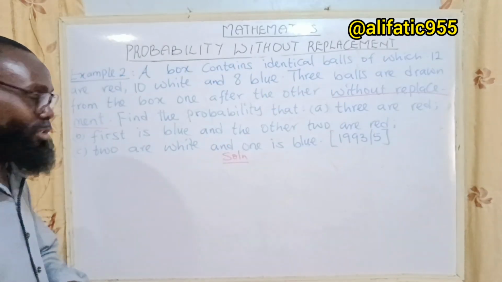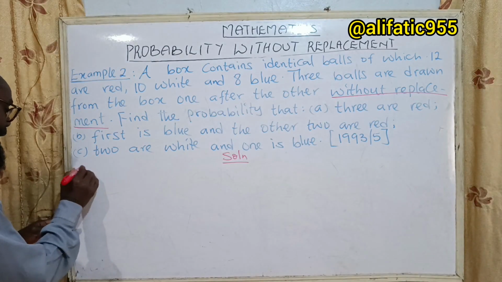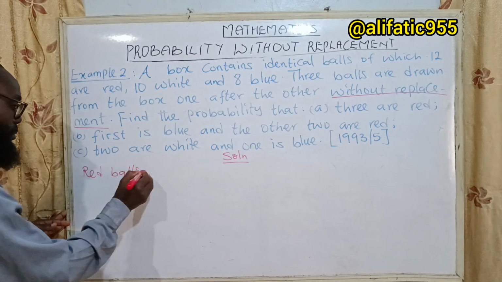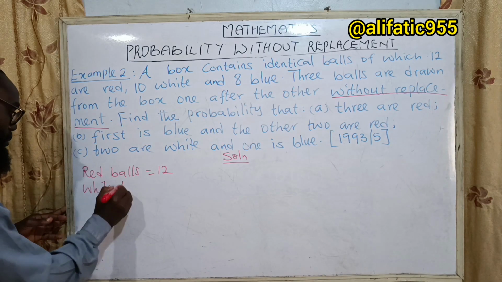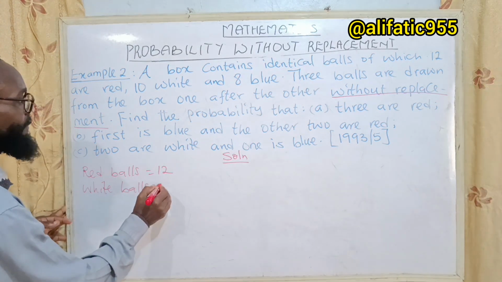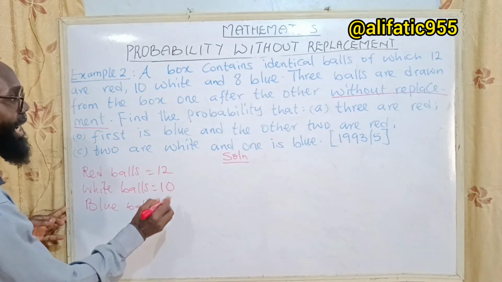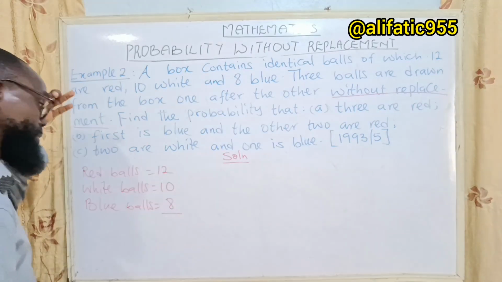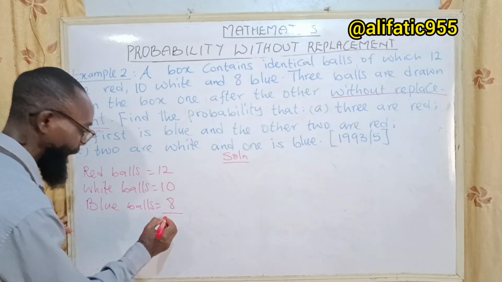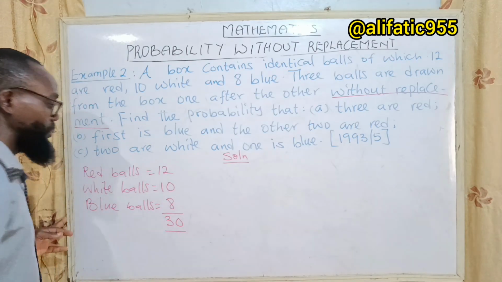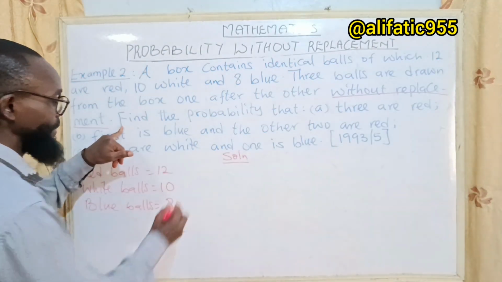Let us now analyze this question. A box contains identical balls of which 12 are red balls, 12, 10 white balls, 10, and blue balls, blue balls we have 8. When you sum them up, this is 22 plus this, we have 30. We have 30.